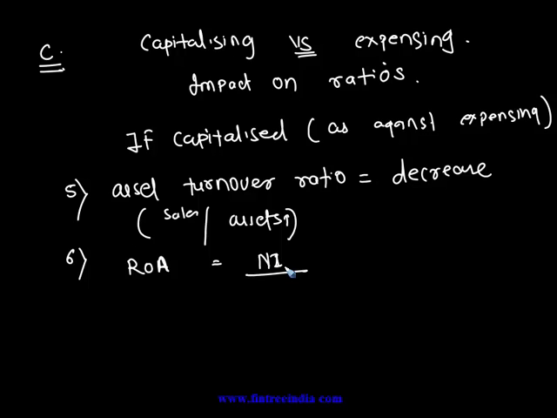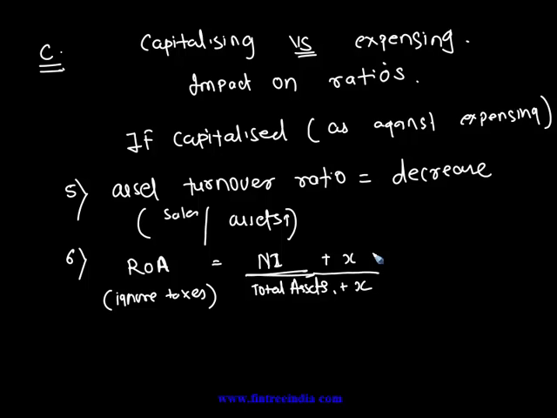In fact, for this, net income divided by total assets. Here I am going to ignore taxes. Once you consider taxes, it becomes a little difficult. Net income divided by total assets. Now what happens in this ratio is, because you decided to capitalize, your denominator will increase by X. And because you decided to capitalize, compared to expensing, your numerator will also increase by the same amount X.